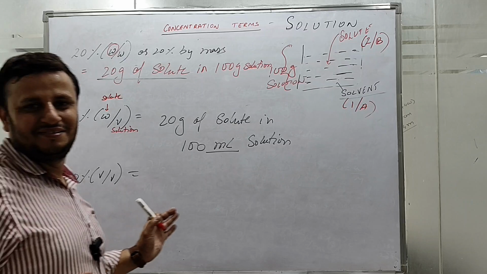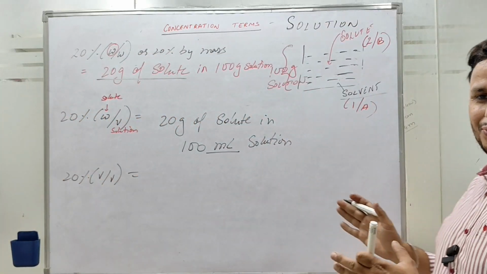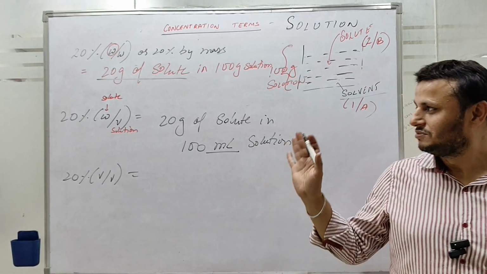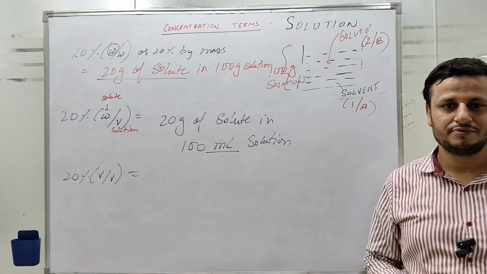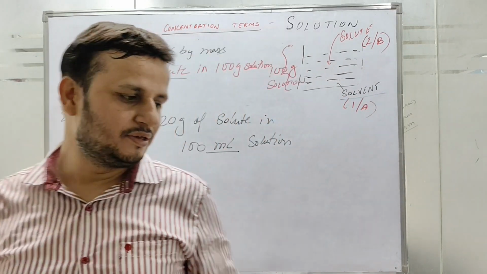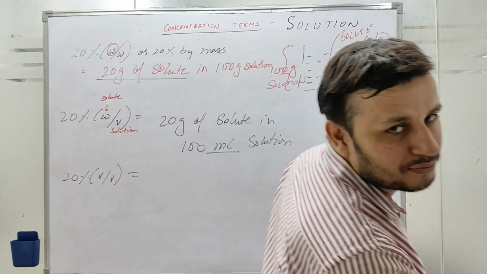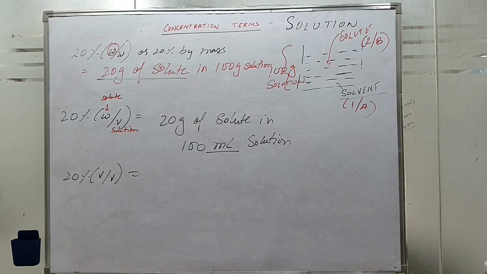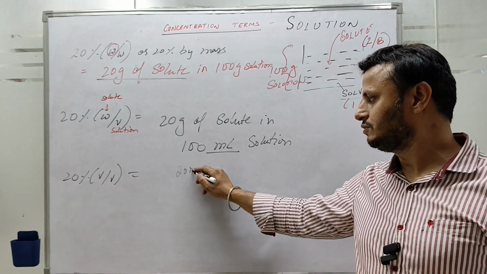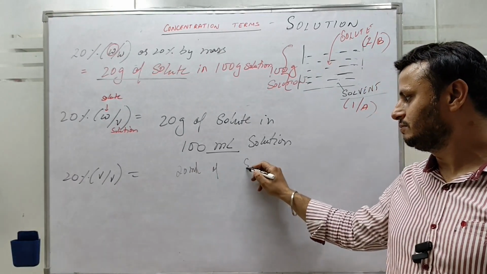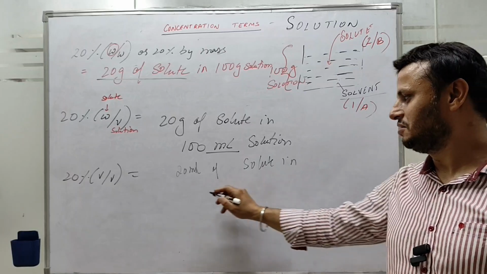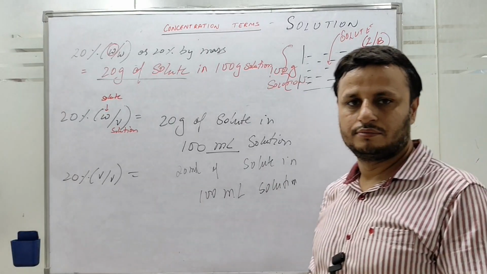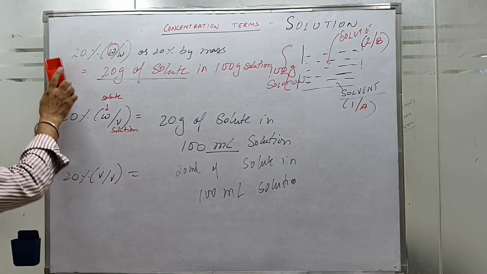20 ml of solute in 100 ml solution. So these are very important terms. Let us take an example on what we have studied till now. So make notes of it. 20% volume by volume means 20 ml of solute in 100 ml solution. So write a question.